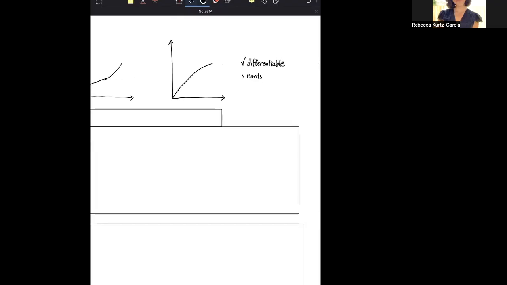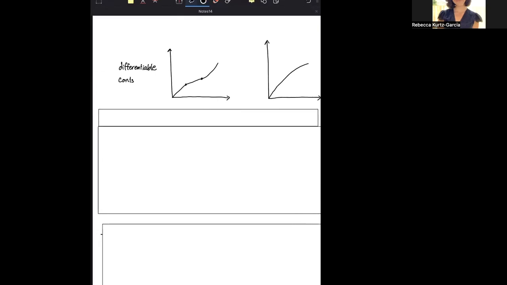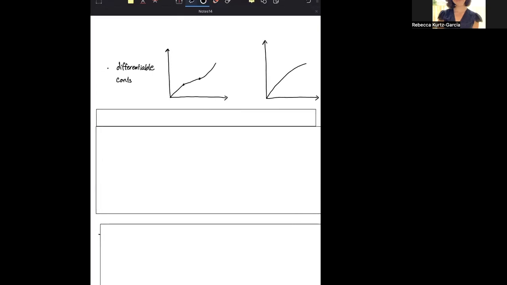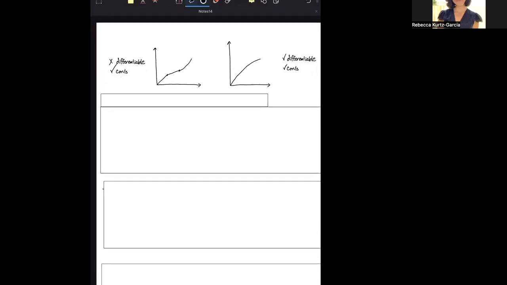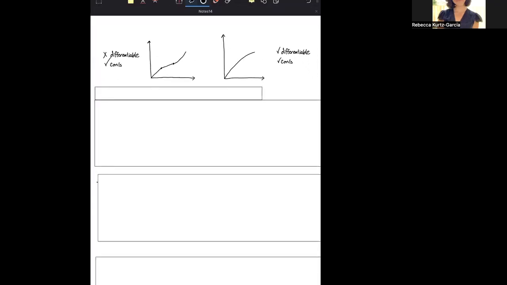So it actually meets both of these properties. In contrast, this function is not differentiable because it has these kinks. That's when we don't get that continuous derivative at every point on the function. But it is continuous. So now that we have that definition, we are ready for our continuous random variable.